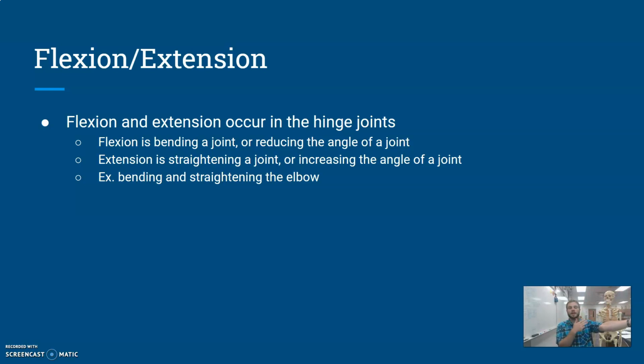Now note, it doesn't always have to be from or to anatomical position. Moving my arm from here to here is still flexion, and from here to here is still extension. So whatever direction you're doing, one of them is going to be flexion, the other is extension.